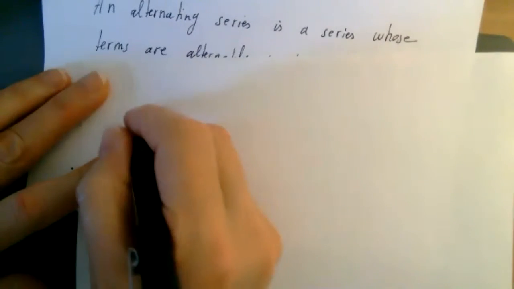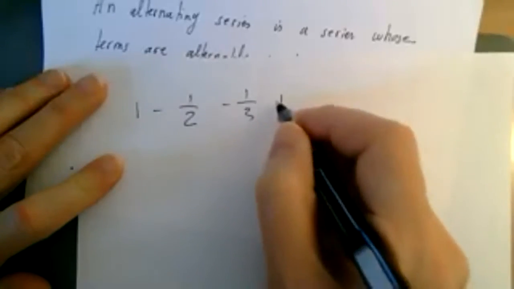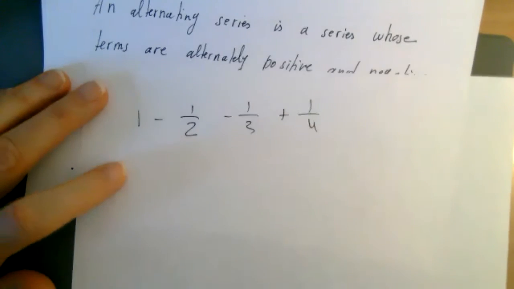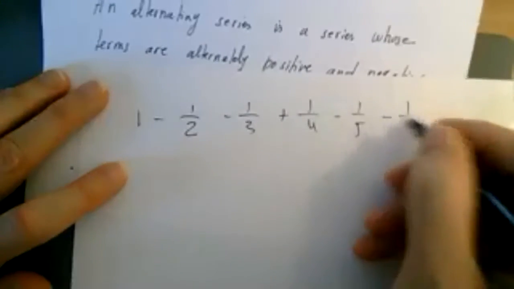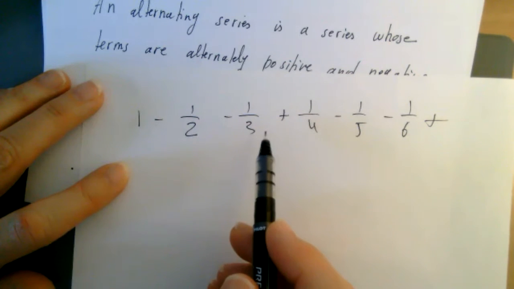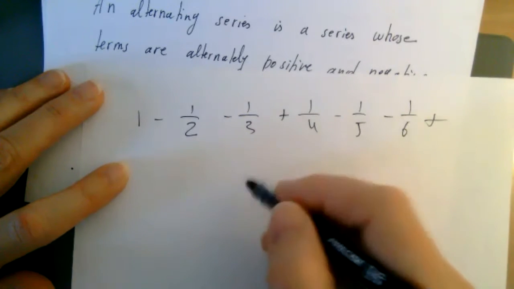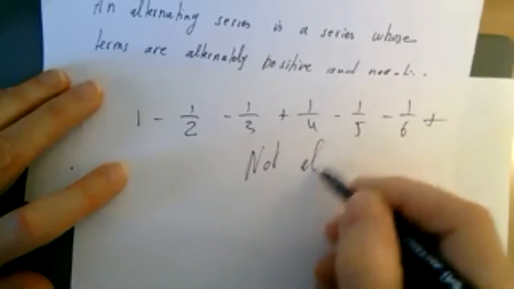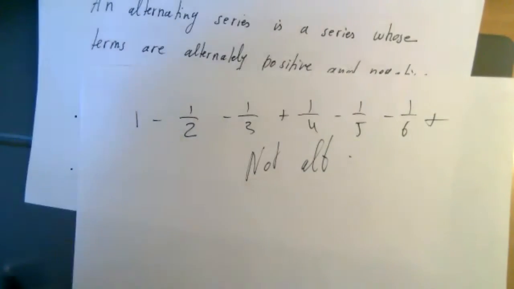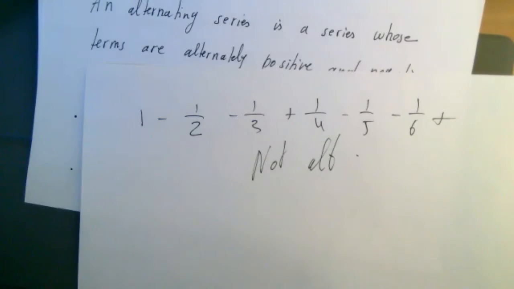So the minute I give you a series like 1 minus a half, minus a third, plus a fourth, minus a fifth, minus a sixth, this is not alternating because the signs are not alternating. It's positive, negative, negative, positive, negative, negative. Alternating should be positive, negative, positive, negative, positive, negative. So it's absolutely crucial.